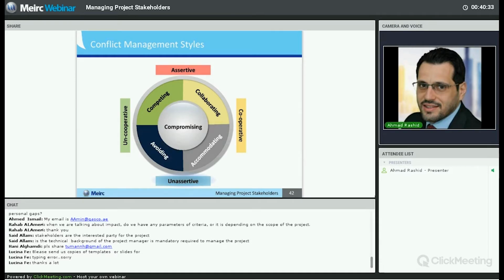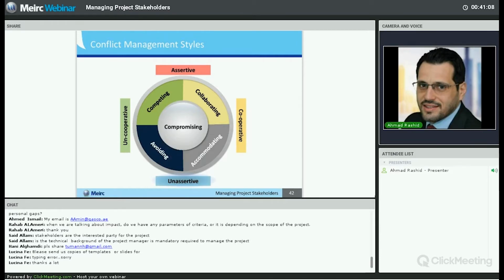Right. Again, Rahab is asking, when talking about impact, do we have any parameters or criteria, or does it depend on the scope of the project? There is no specific criteria, Rahab. All you need to understand is that impact means the level of impact of your stakeholders over your project. Do they have high or low impact? So impact means that they can influence your project, they can be impacted by it as well, because they have authority over your project.